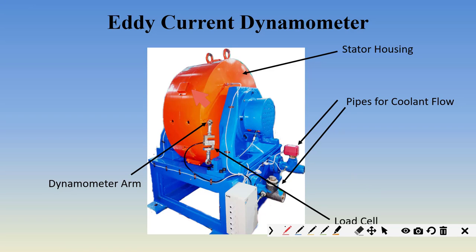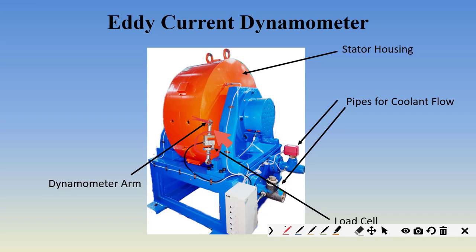This is your eddy current dynamometer. Inside, there is this shaft which is coming, and the shaft is connected inside. Inside there is that copper shaft, and outside there are these electromagnets. All these electromagnets are kept inside this stator housing. There are a large number of electromagnets, and out of these electromagnet stators there is an arm which comes out. This is the dynamometer arm, and this is the load cell.